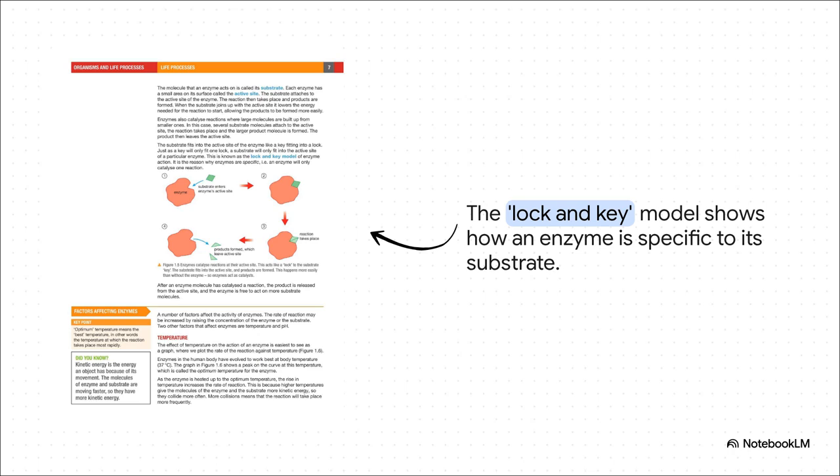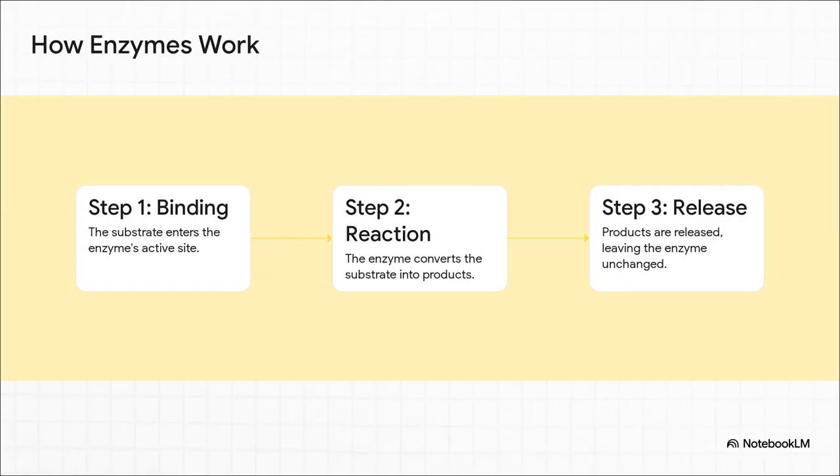It's a perfect match for only one specific molecule, which we call the substrate, just like how a specific key only fits in one lock. This is how a cell stays in perfect control of all its chemistry. So here's how it goes down step by step.